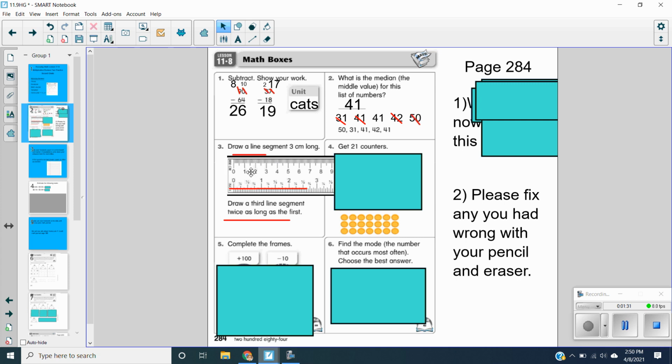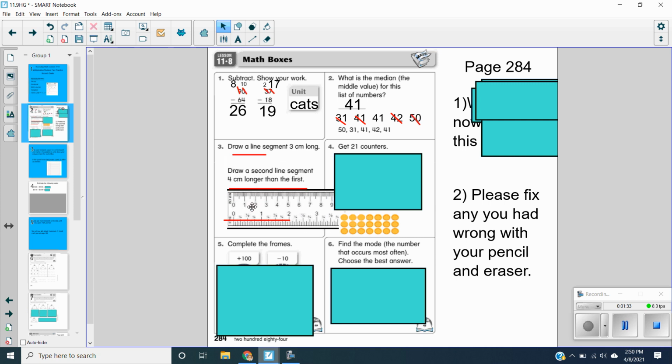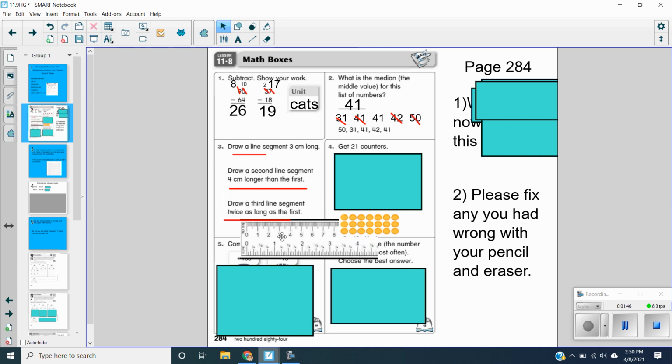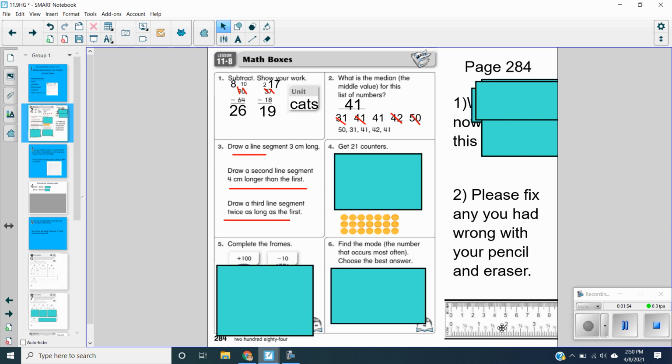Then the second thing, you needed to draw a line segment that was 4 centimeters longer than the first one. So 3 plus 4 is 7. So you can see how I line up my 0 and it goes all the way to the 7. Then for the last one, draw a line segment twice as long as the first. So 3 times 2 is 6. So your last one should be 6 centimeters long. So double check to make sure you have your lines drawn correctly.